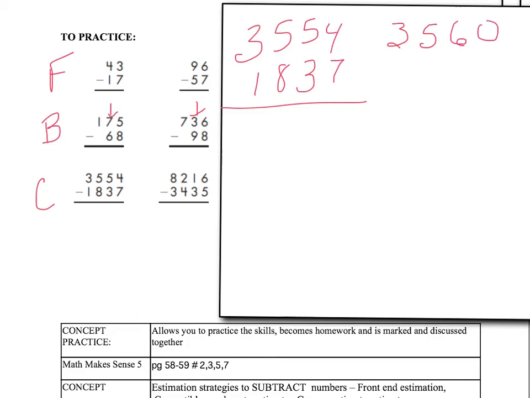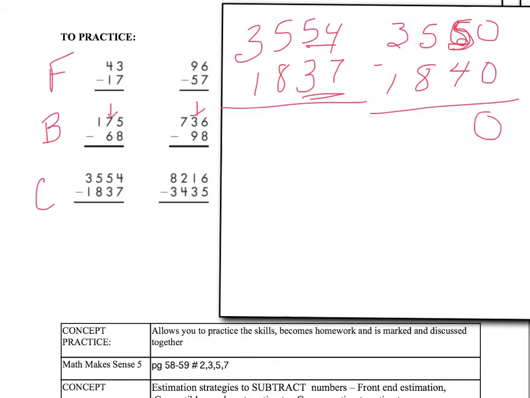3,560 I'm going to go with, because 54 is closer. Oops, I should make that 50. 54 is closer to 50 than 60, sorry. 1,837. I'm going to make that 40 because that's closer to 37. 37 is closer to 40, and I'll subtract those.